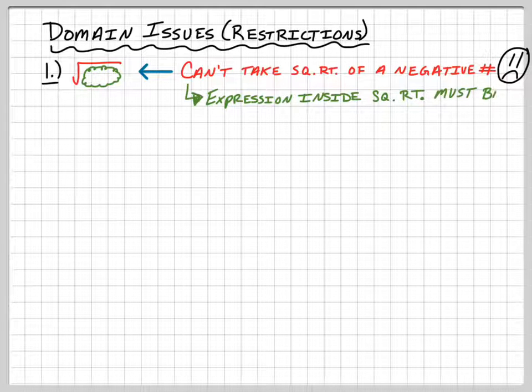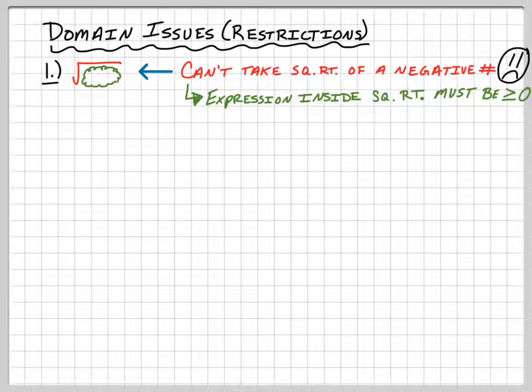Inside the square root, that's greater than or equal to 0. So the expression inside the square root, the little green cloud here to represent that, the thing that you're taking the square root of, that's got to be bigger than or equal to 0, right? That means positive or non-negative. So no negative numbers in there.